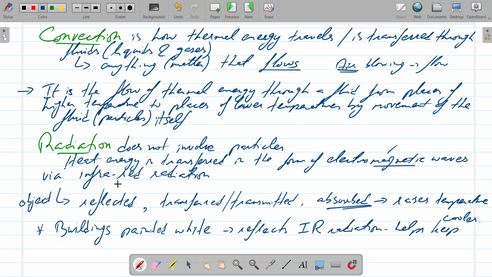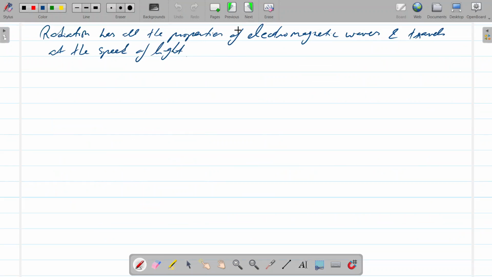So infrared is coming in from the sun, and it can either be absorbed, which causes a rise in temperature. It can be reflected, so it's not taken, or it could be transferred or transmitted, so it's taken and then passed on to a different object. And that is why buildings are painted white, because white color is very good at reflecting the infrared radiation, so that helps keep the buildings cool if you are in regions where it tends to get hot.